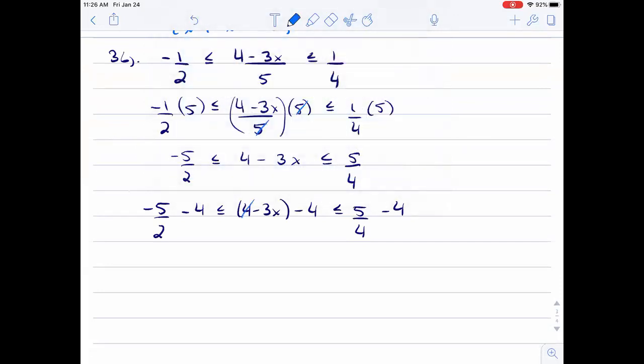Showing that those are going to cancel. And you don't have to write the times 5 and minus 4 in the middle if you don't want to. I'm just showing what we're doing.